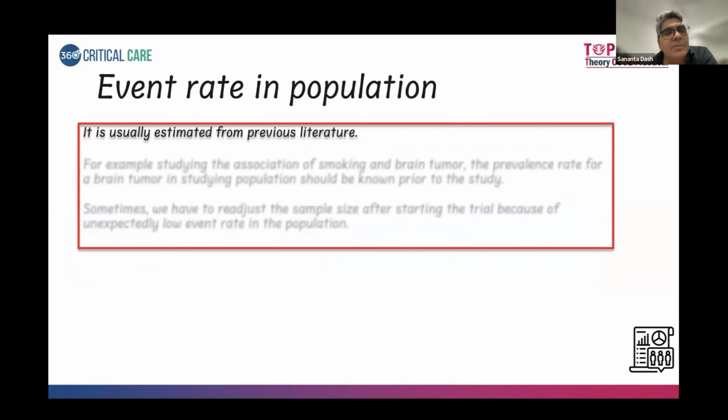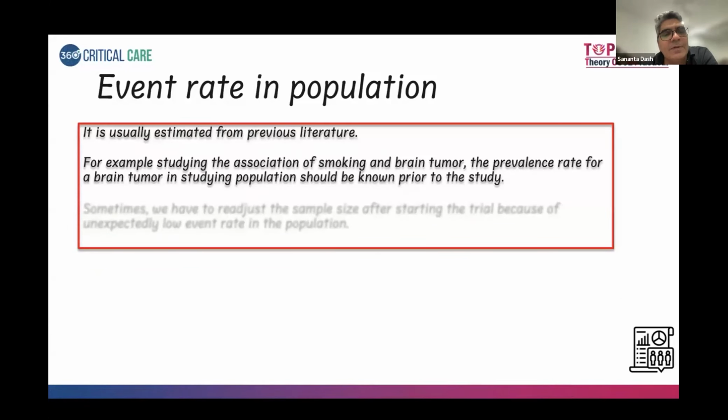Event rate, we talked about that. It is usually the estimation from the previous literature, or you can do a pilot study and see. For example, if you're studying the association of smoking and brain tumor, the prevalence rate for brain tumor in the study population should be known prior to the study. You need to know that X number of patients had brain tumor in the population. You cannot start this study or sample size calculation without knowing the prevalence of brain tumor in the population.